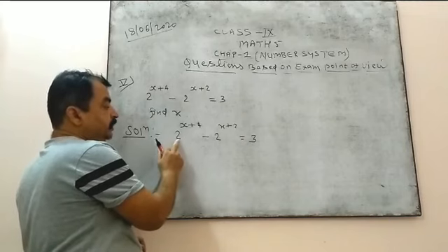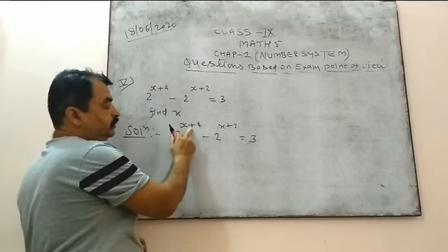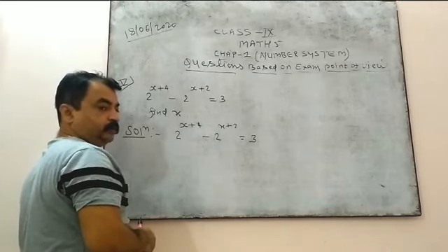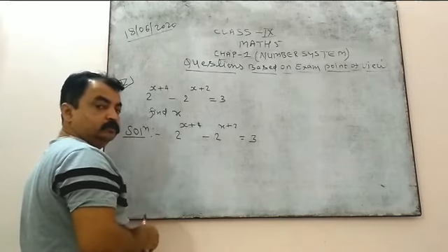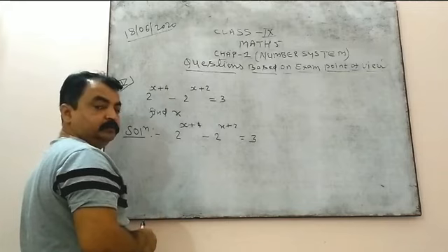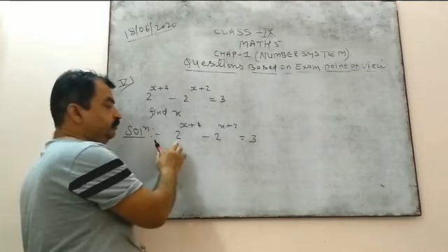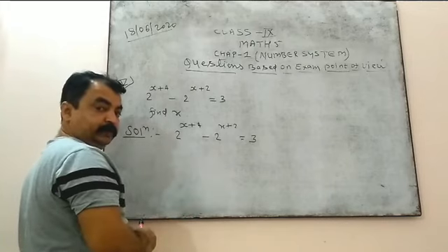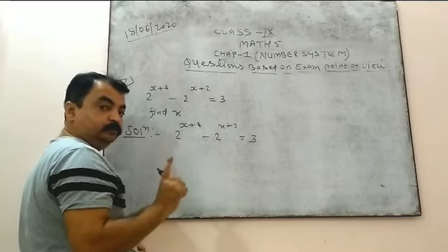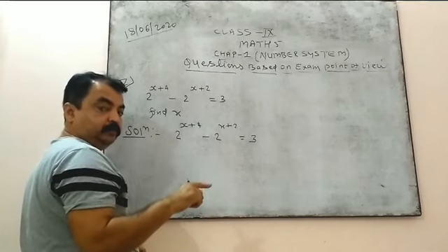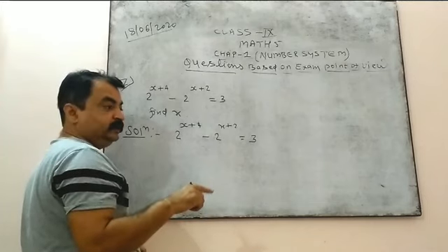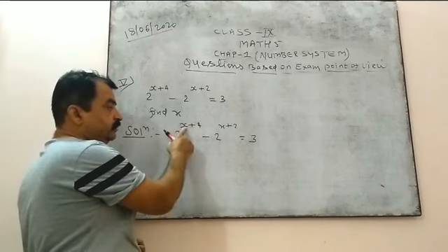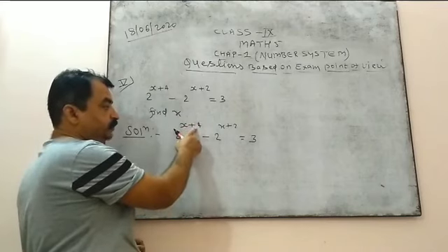See, here given 2 raised to the power x plus 4. What is the meaning of this? You know the exponent rule, the index rule: when there is a multiplication sign between the two bases, then you add the power. And if there is a division sign, then you subtract the power. So here the power is added, x plus 4, right?